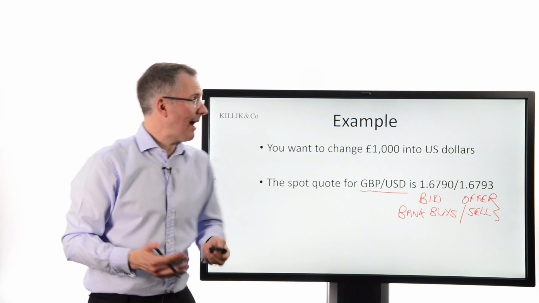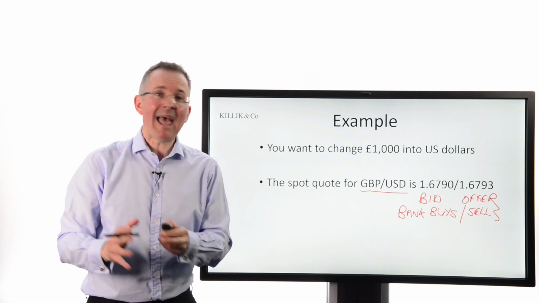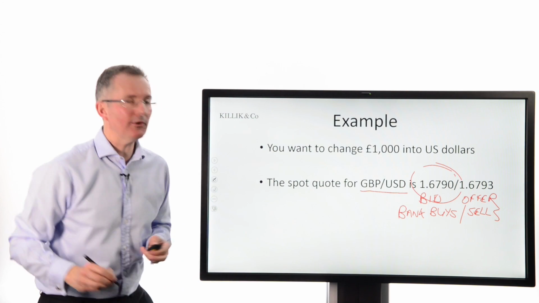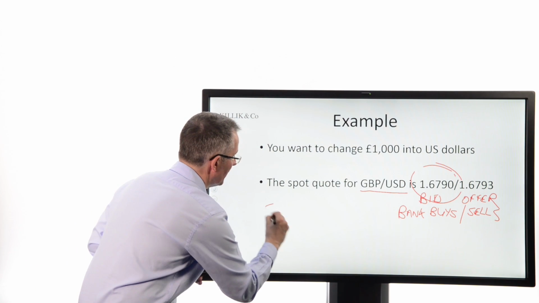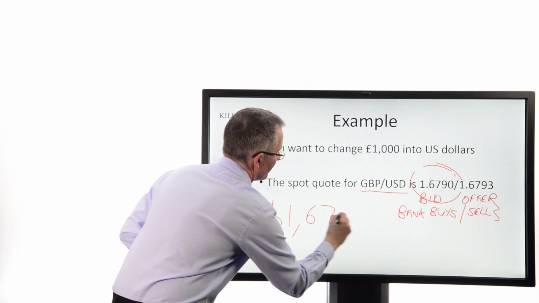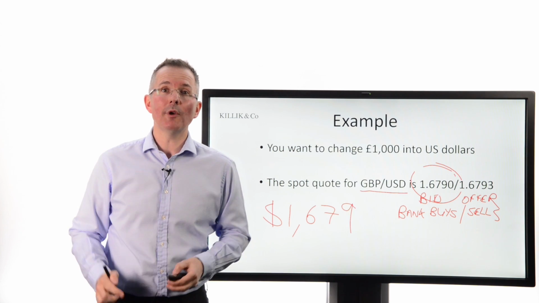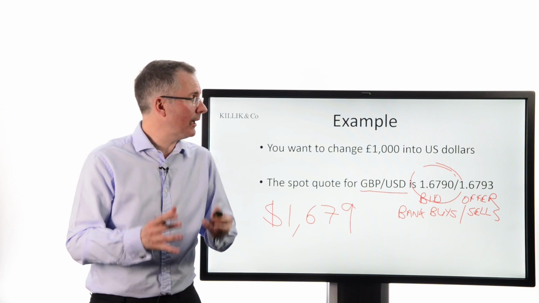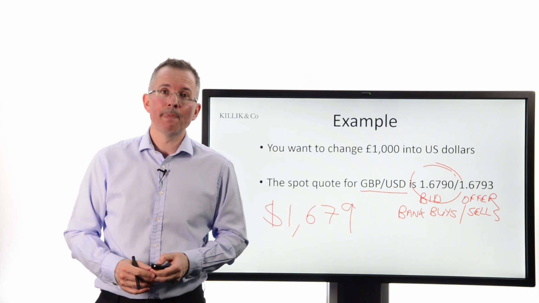So, just to wrap up the example, if you want to sell, effectively, £1,000, the bank's going to buy it at 167.90 and hand you, ignoring commission, $1,679, all right, in that very straightforward example. So just make sure, as you would have to in the equity market, the bond market, you're looking at the right side of the two-way quote.